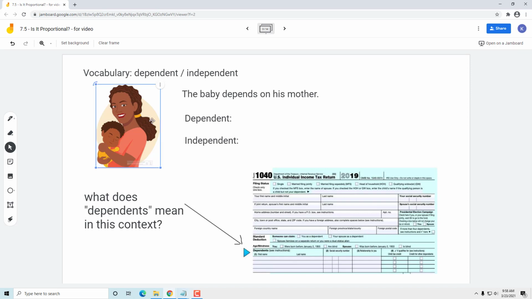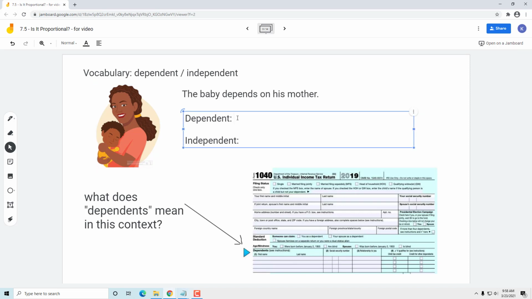In this, we can say that the baby depends on his mother. So the baby is the mother's dependent. And if the mother is not taken care of by anyone else, the mother is independent.